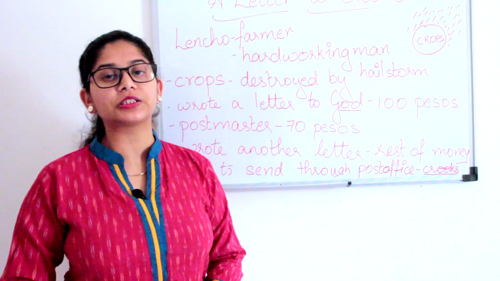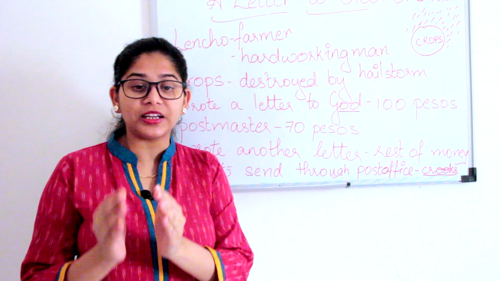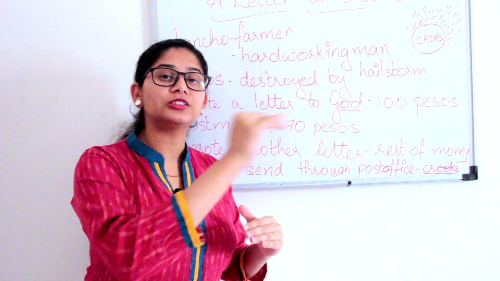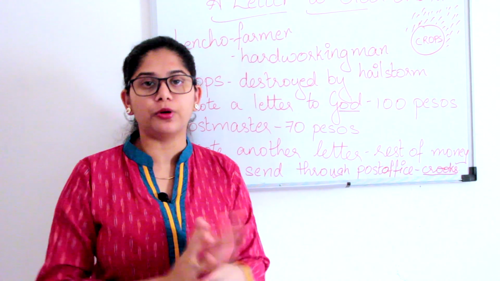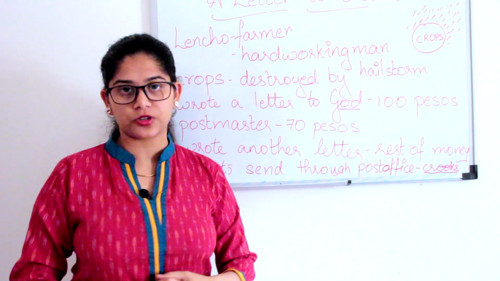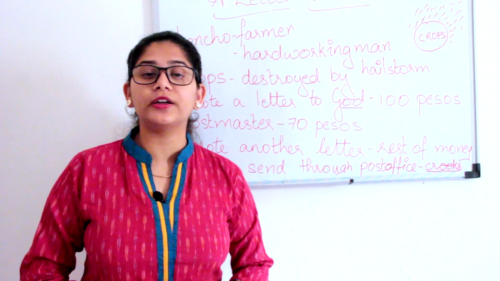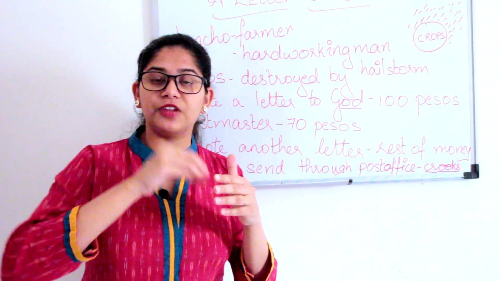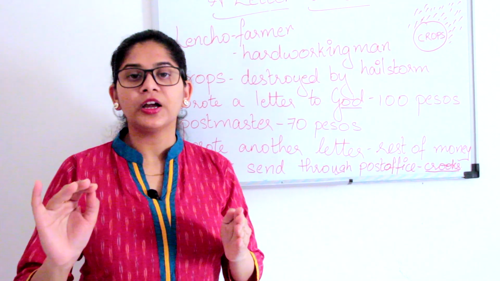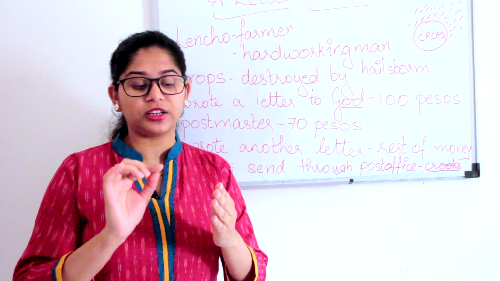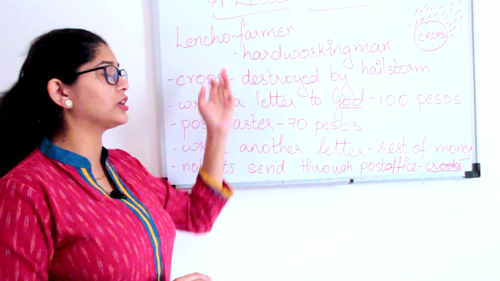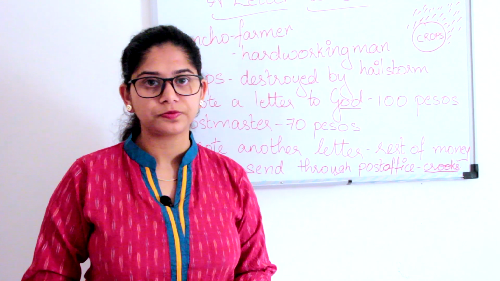So what did the Postmaster do? The Postmaster put aside a small amount from his own salary, and then he asked his colleagues to put in a little more. Altogether, he got a sum of 70 pesos. He put the 70 pesos inside the envelope, and on it he just wrote God, as if to let Lencho think that the money was given by God.